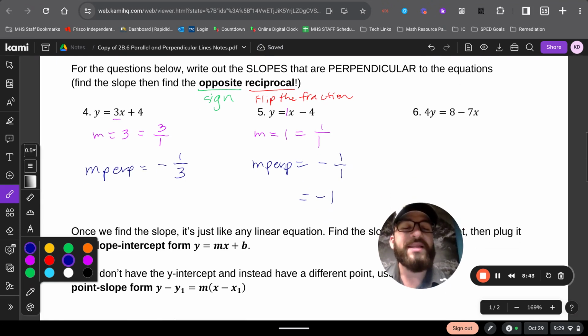Okay, last but not least, we have number 6. 4y is equal to 8 minus 7x. Now, number 6 is really similar to what we did on number 3. It's not currently in slope-intercept form. So go ahead and pause me and see if you can get this into slope-intercept form and calculate that perpendicular slope without my help.